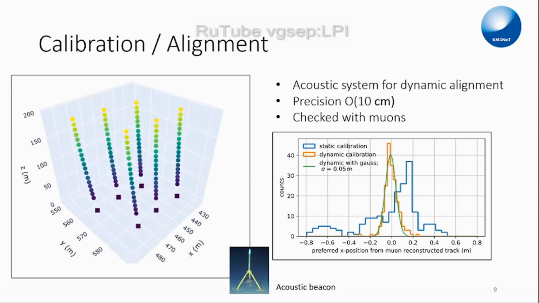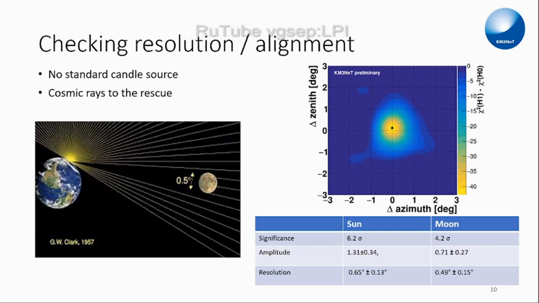You can see this on this plot here on the bottom right. What we do is check with reconstructed events how much we have to move a line to get a better likelihood or a better fit. In blue, we have just a static detector which does not move, where we do not correct for the actual movement. The orange one is using this continuous alignment calibration. You see the width of this distribution is 5 centimeters and centered around 0. So that's exactly what we want. We're very happy with that. So we know where our detector is.